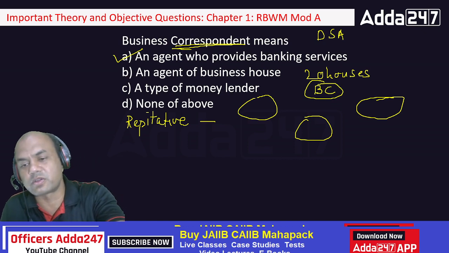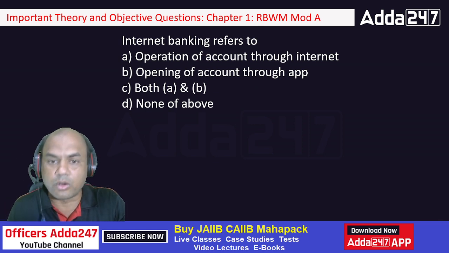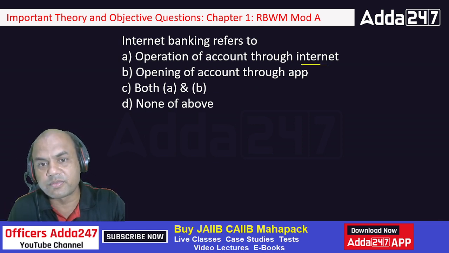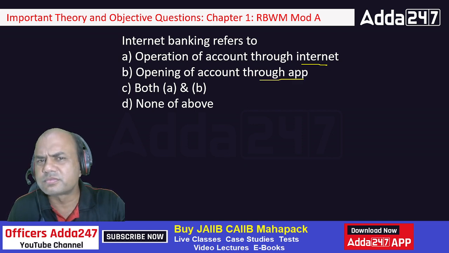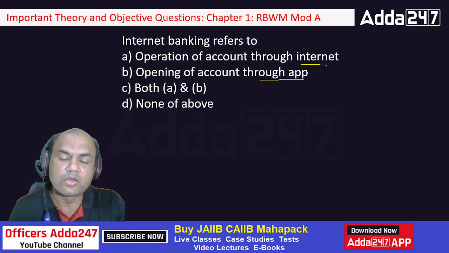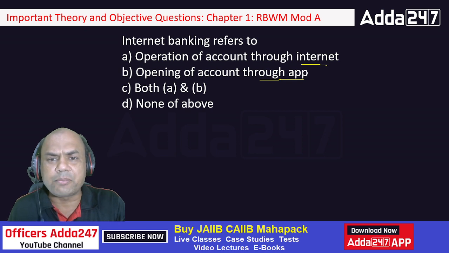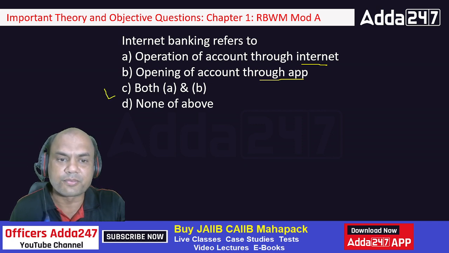As a branch, we cannot reach. Okay. Internet banking refers to operation of accounts through internet, through app, both A and B, and none of them. So, what is it? Internet banking. Is it only related to internet or is it through app also? What is app? What do you do on the app? App is also related to internet only. 4G, 5G, 3G, all these things, right? So, both A and B.